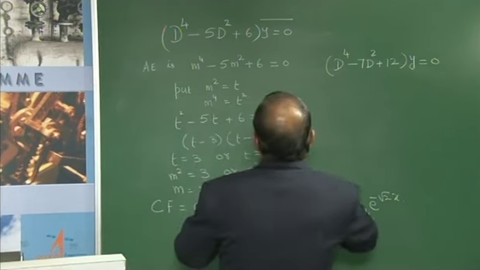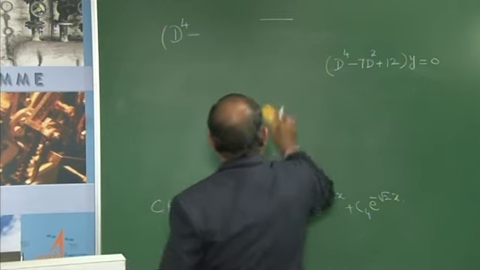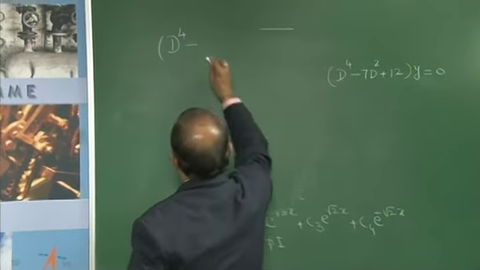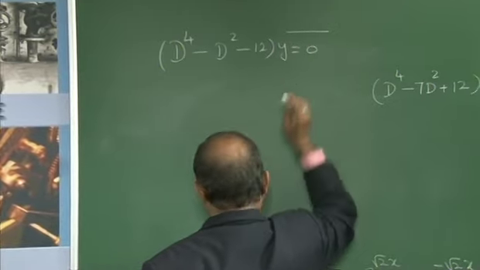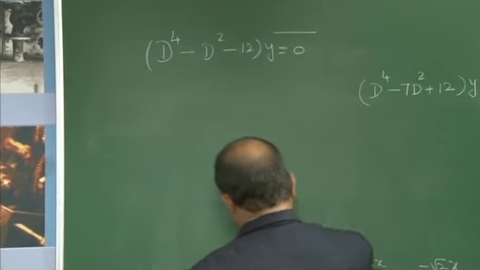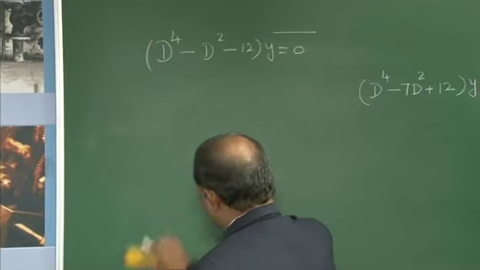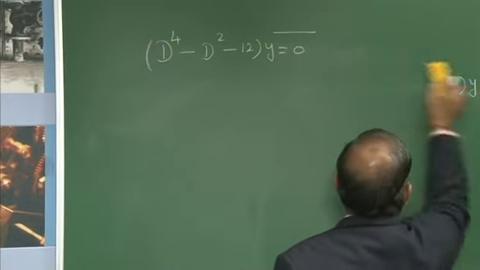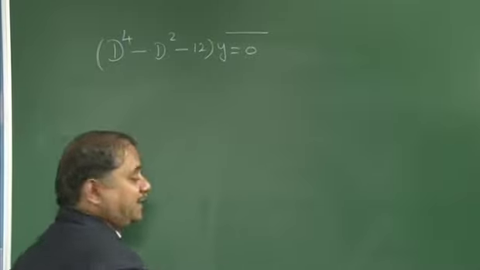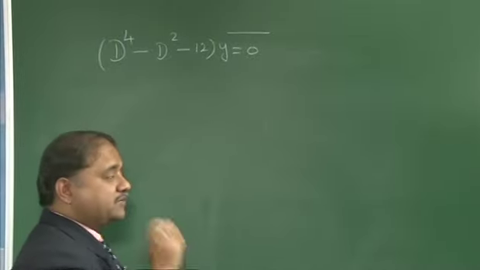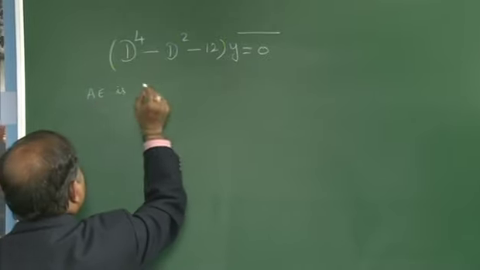One more example of this type only: d power 4 minus d square minus 12 into y equal to 0. You make a note of this problem. D power 4 minus 7d square plus 12, you can solve as you have solved in the previous one. Now this is d power 4 minus d square minus 12, same thing. Why I am taking this example, I will tell you at the end. You will get combined roots.